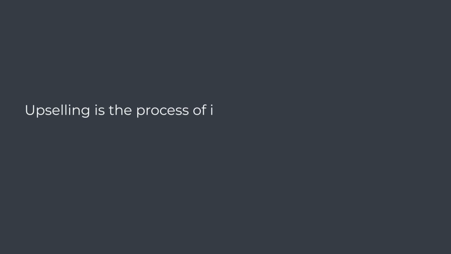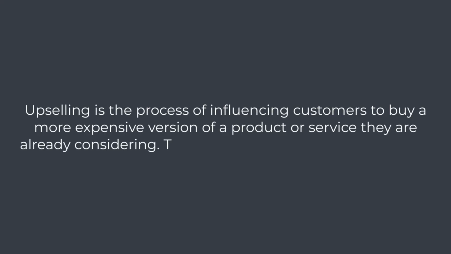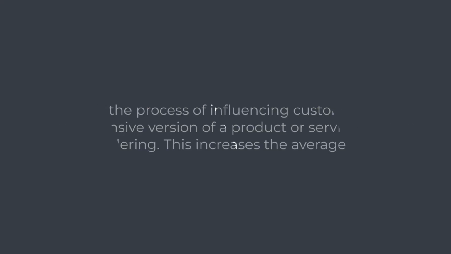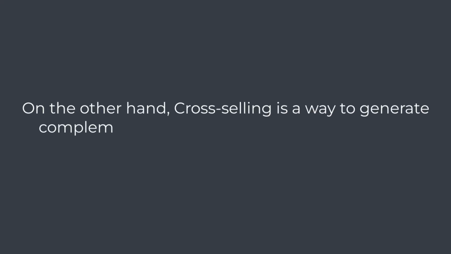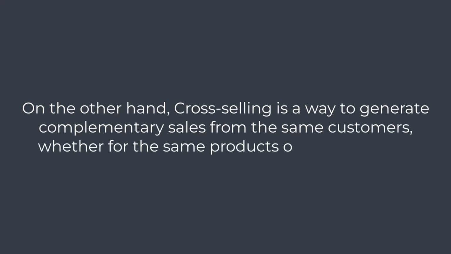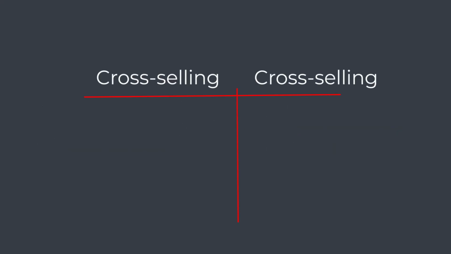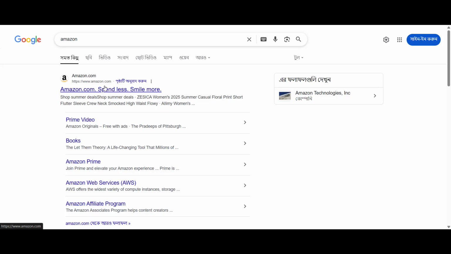Upselling is the process of influencing customers to buy a more expensive version of a product or service they are already considering. This increases the average order value. On the other hand, cross-selling is a way to generate complementary sales from the same customers, whether from the same product or different ones. Upselling and cross-selling both are sales techniques for increasing revenue by encouraging customers to take just one more action.